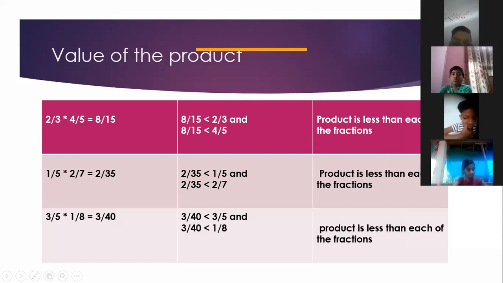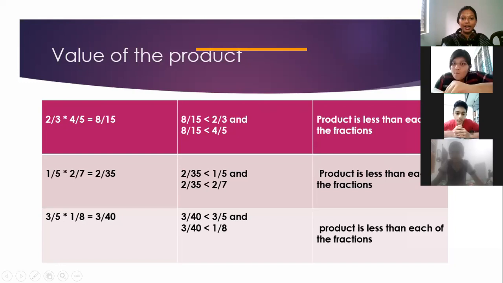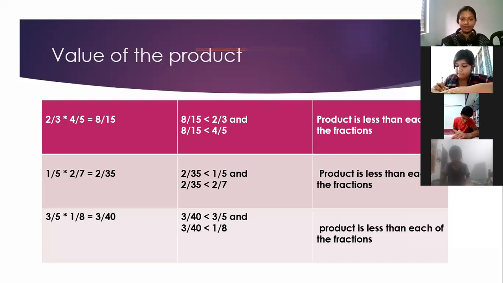Okay, then we get the product as 2 by 35. The product of 1 by 5 and 2 by 7 is 2 by 35. And now we are going to compare this 2 by 35 with 1 by 5 and 2 by 7.